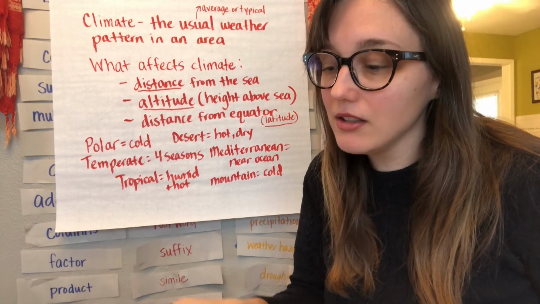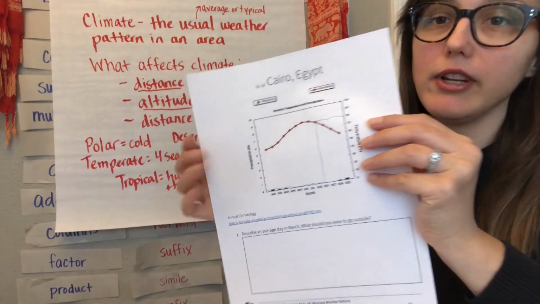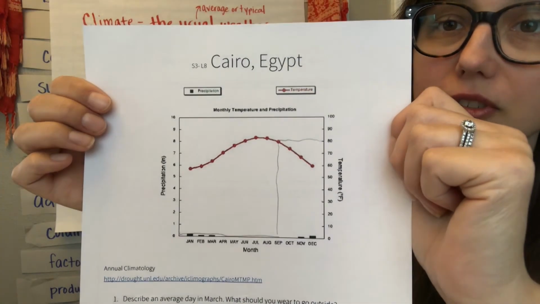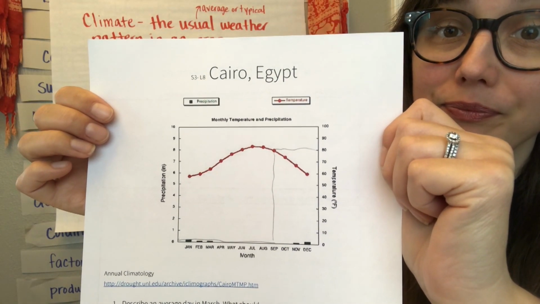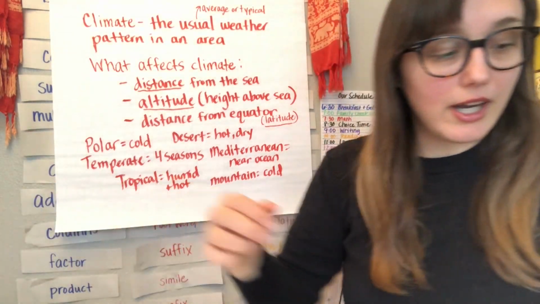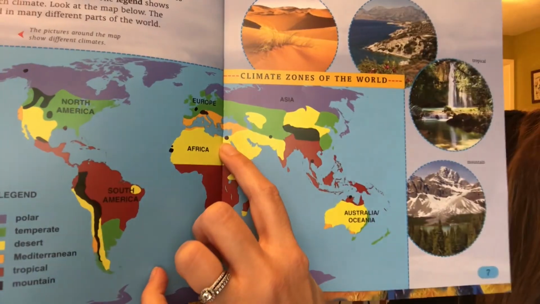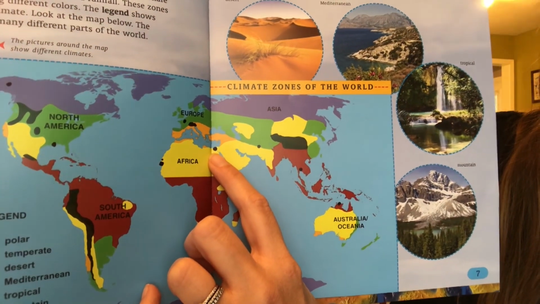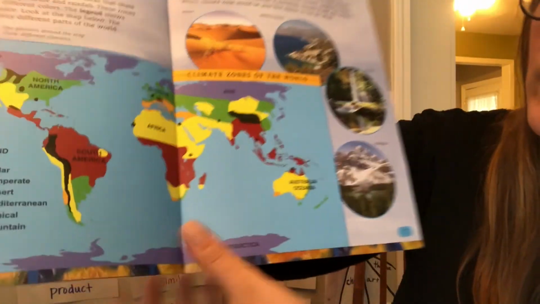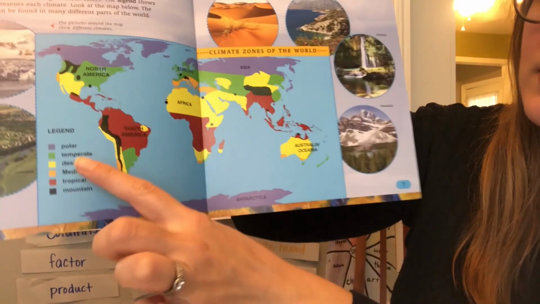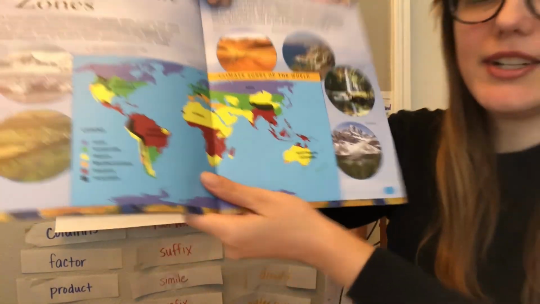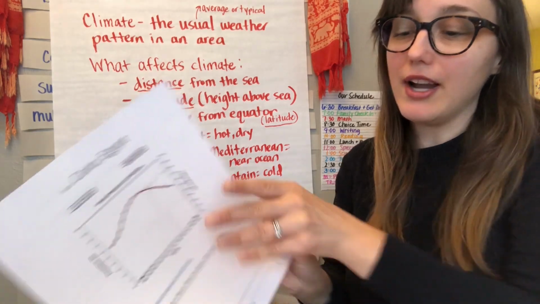Now let's take a look at one more here. Cairo, Egypt. Have you ever heard of that place before? Let's take a look at where Cairo, Egypt is. Cairo is right here. So it is close to the equator, and so it's called a desert climate, so you would expect that it would be hot and dry.